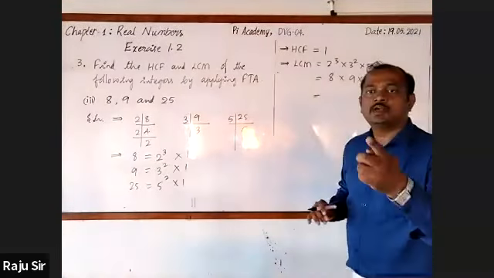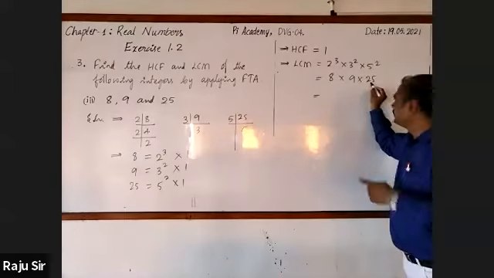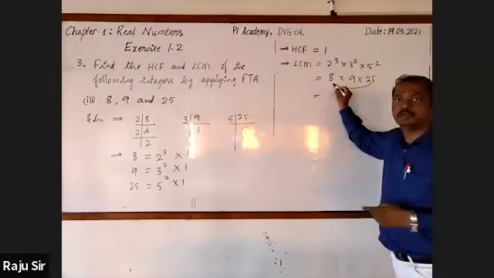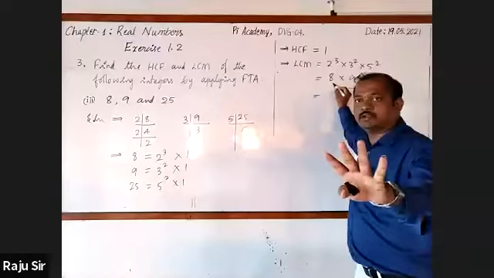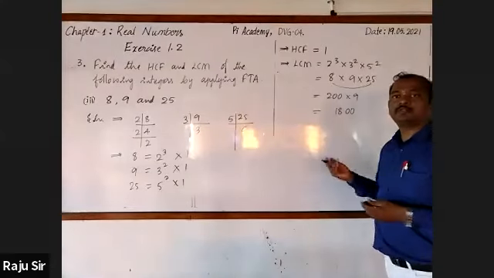Here also, I'll tell you the simple way of multiplying. Not 72 into 25, you do like this: 25 8s are 200, and 200 into 9 is 1800. Yes.